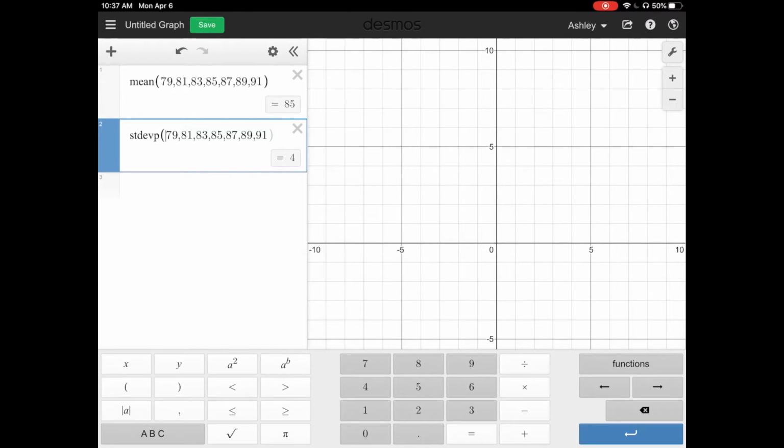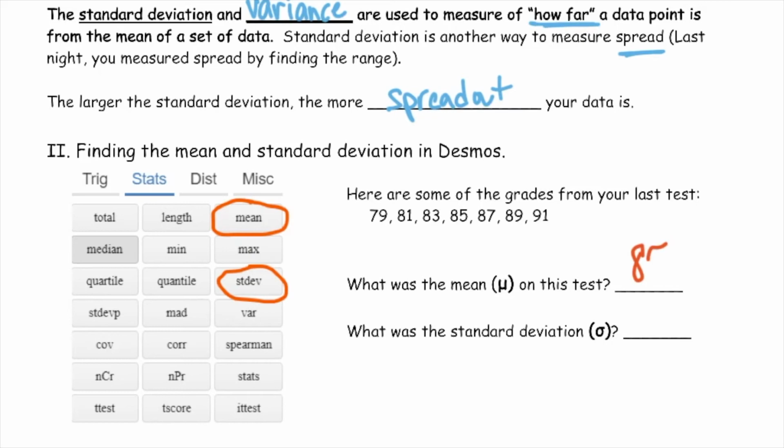That's how spread apart our data is. We found the mean to be 85 and the standard deviation to be 4. Remember, we've got mu and sigma here.